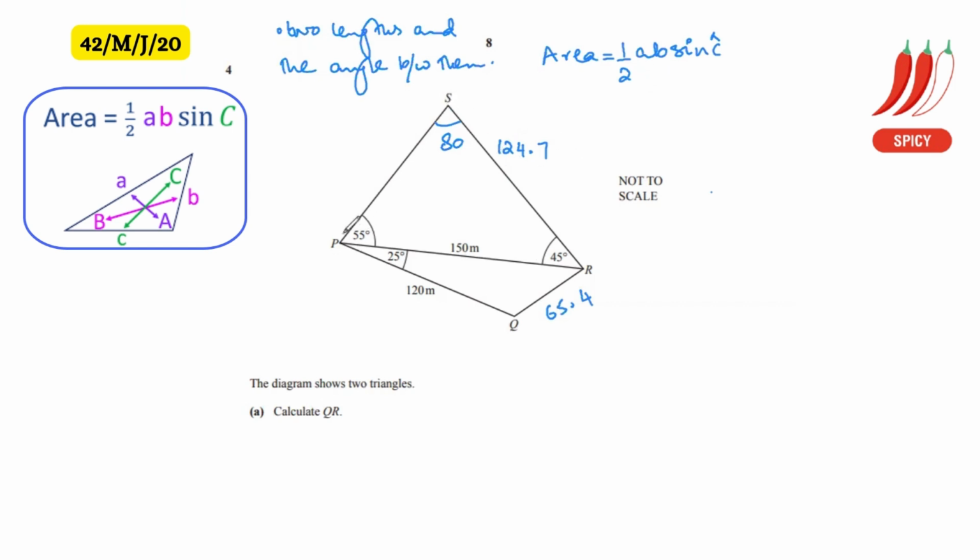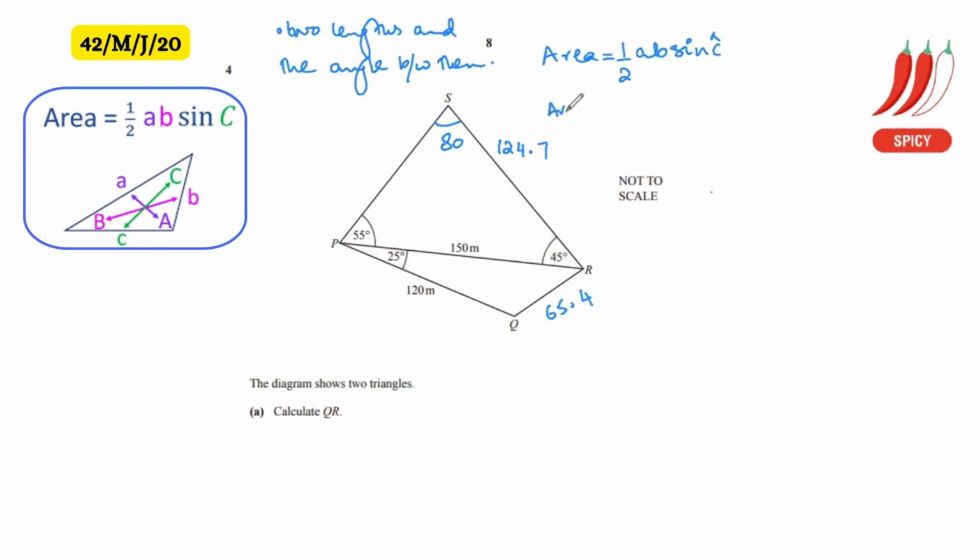So if you look at the triangle PRS, we have SR, we have PR, and we have the angle between them. So you can use the formula for this triangle. And for the other one, we originally had PR and PQ and the angle between them. So both these triangles can use this formula without any additional calculation.